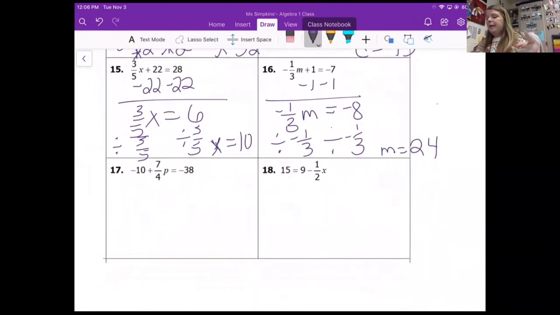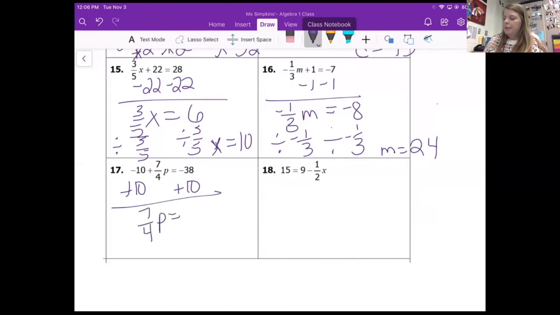17, p is being multiplied by 7/4 and added by -10. So for us to get rid of a -10, we want to add 10. So that leaves us with 7/4 p, -38 plus 10 would be -28. And then you want to divide both sides by 7/4, which I believe is -16. Please let me know if I'm wrong.